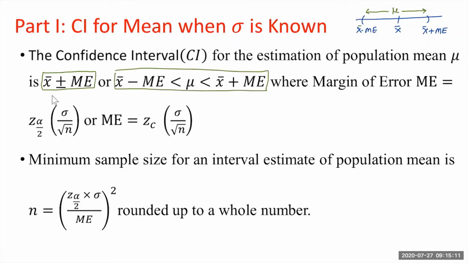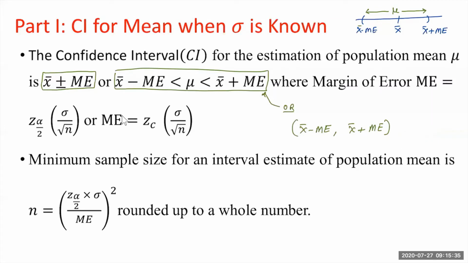Or sometimes we also write it like this. We go from X minus margin of error up to X plus margin of error. Sometimes we also write the interval like this, like in algebra. So it goes from X minus margin of error here up to X plus margin of error.